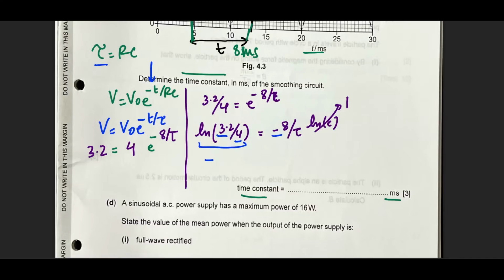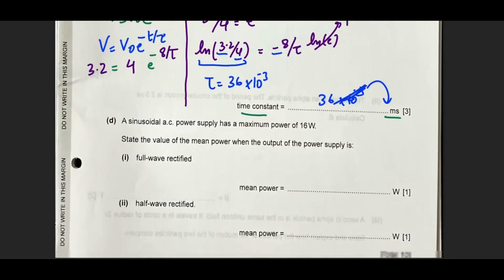And the final answer that we get for tau or time constant comes out as 36 milliseconds. So this tau is 36 into 10 raised to the power minus 3. Or no need to write that myself because millisecond is already written.